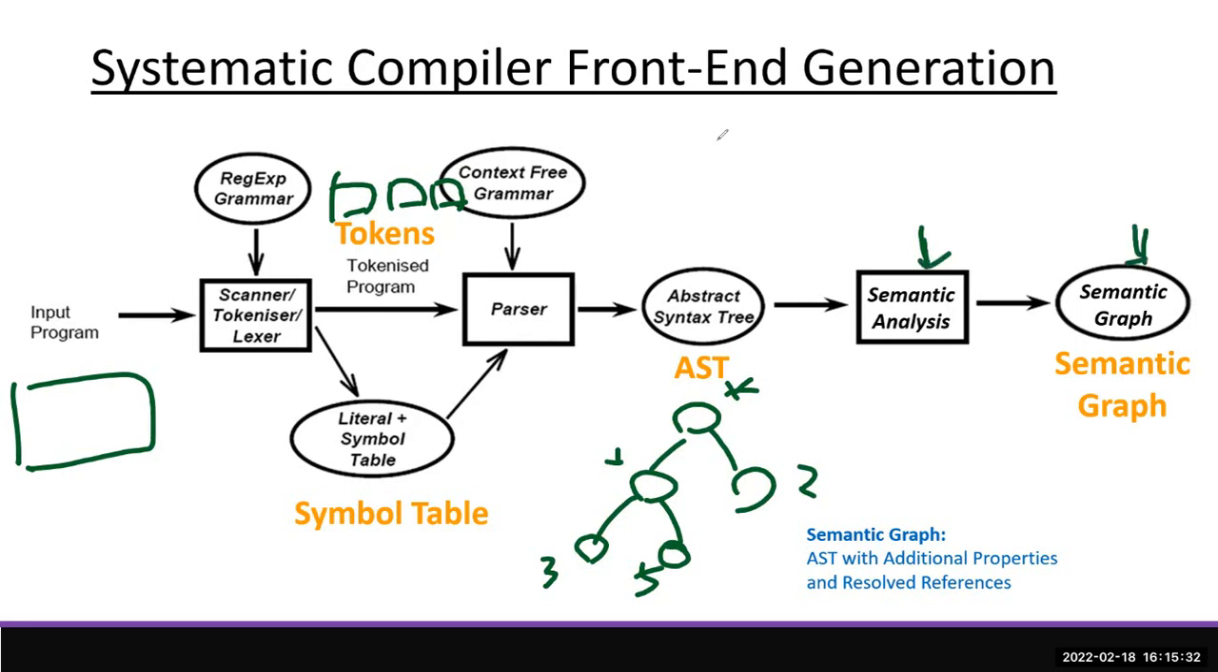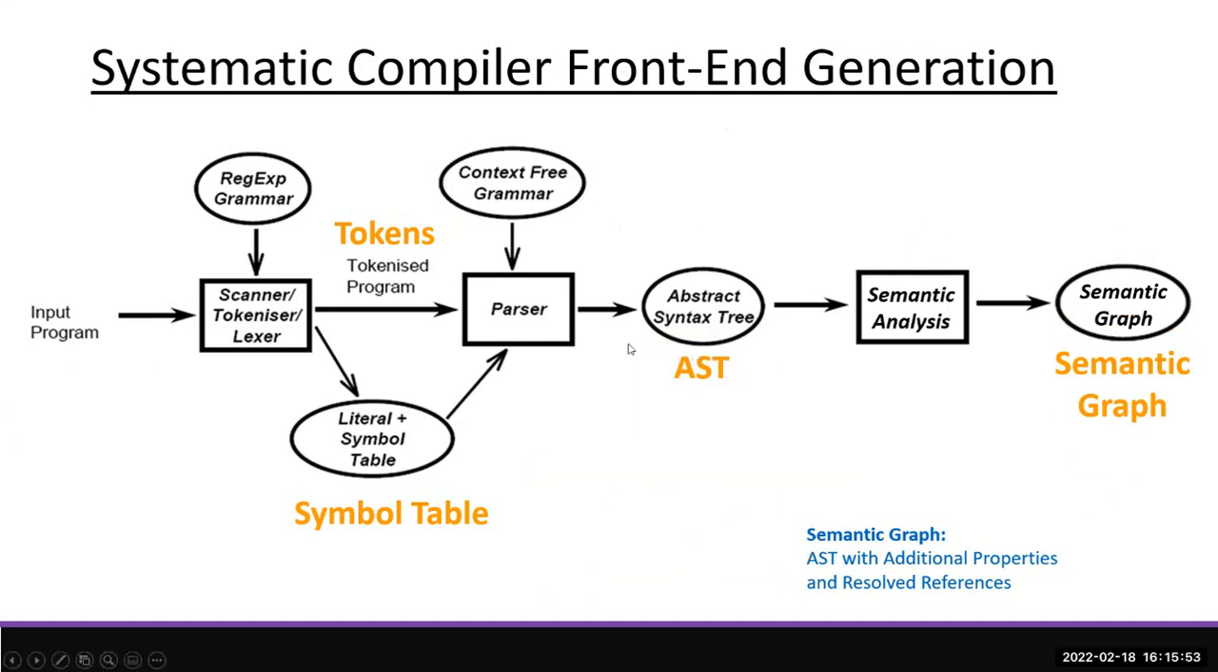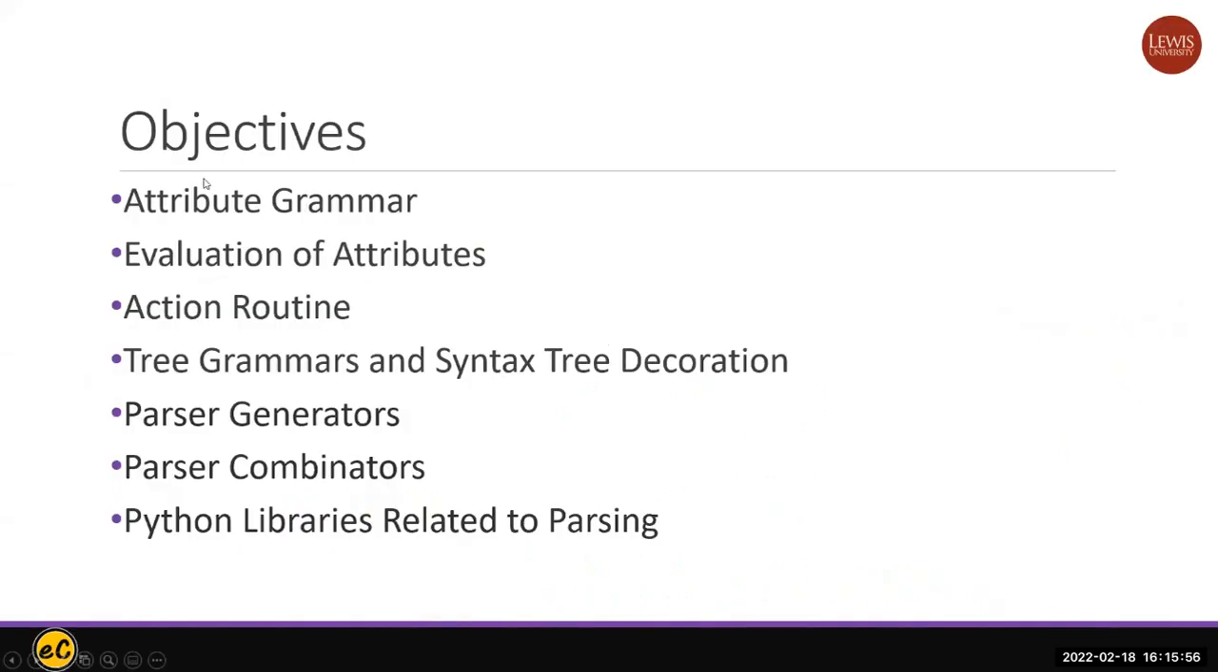It is a way to decorate the abstract syntax tree with a certain evaluation function so that you can evaluate this abstract syntax tree. And we call that decorated abstract syntax tree a semantic graph. So in this lecture, basically, we will talk about the decorated syntax tree as attribute grammar and how to evaluate the attribute grammars, and also the action routine.